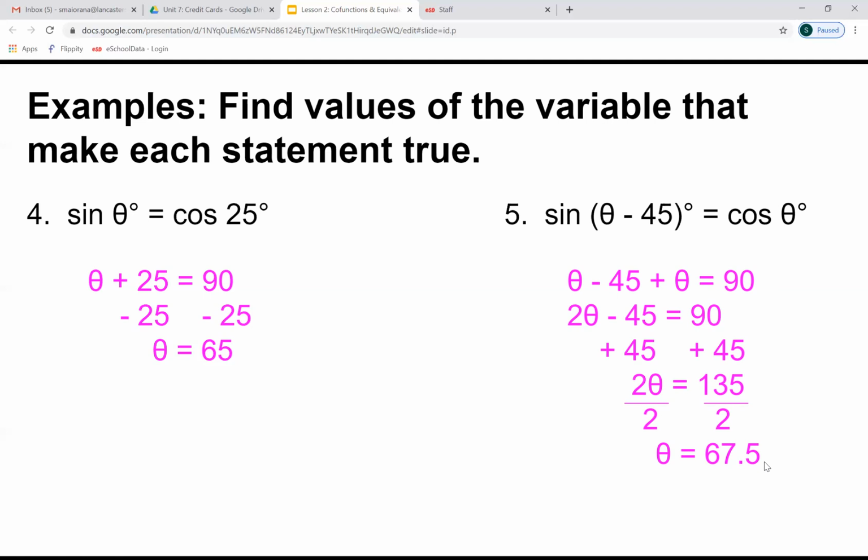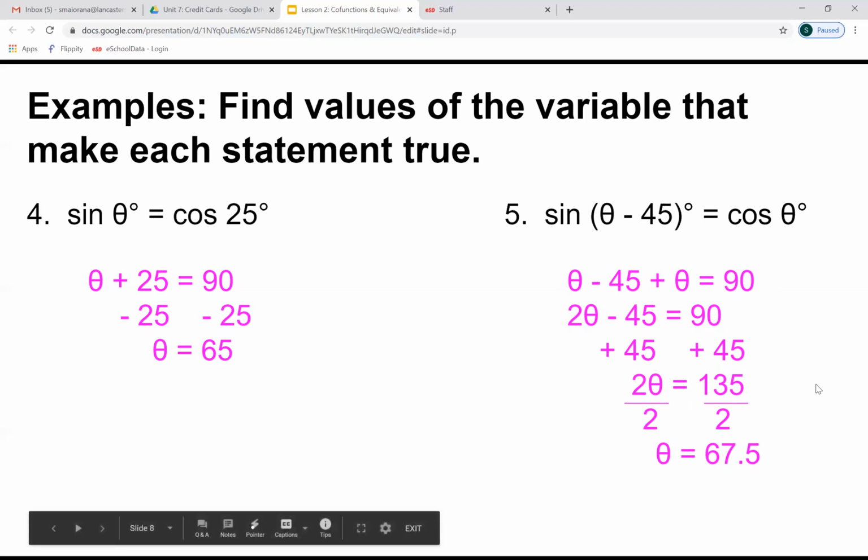Okay, so when you do your questions in the Google Slides, just know you don't have to type out all this algebra. I just wanted to show out the work for you guys. As long as you can tell me your final answer, that's fine.